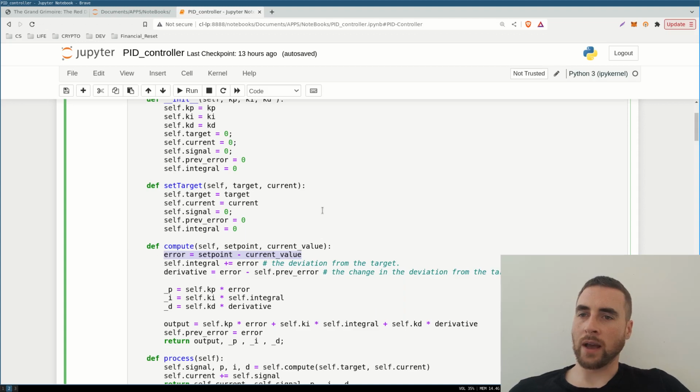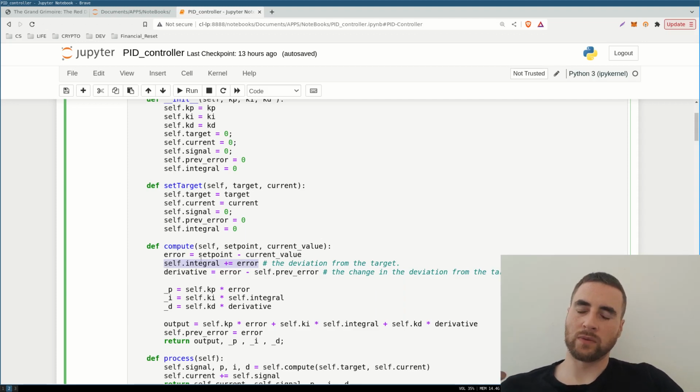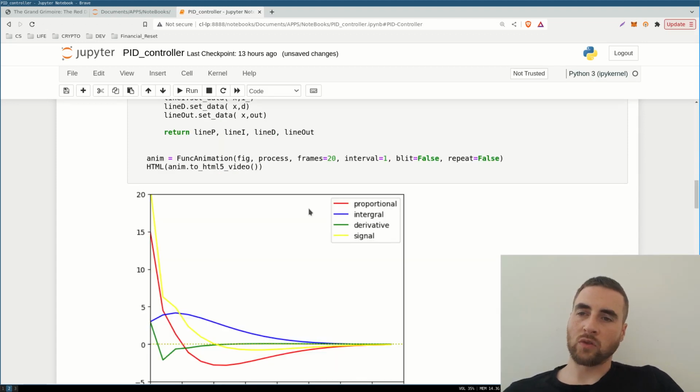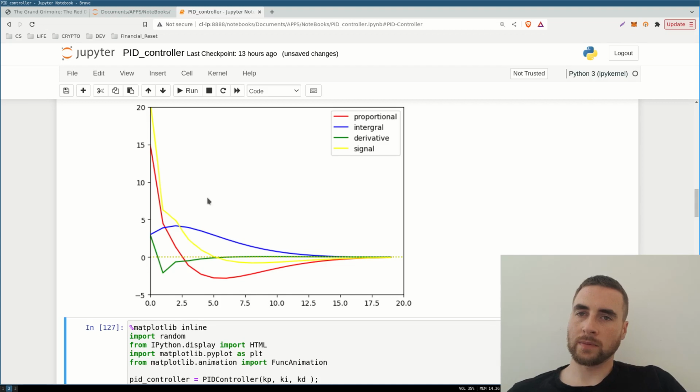So here we work out the error. Then we work out the integral, which is the deviance of the current signal from the target signal. And then finally we have the derivative, which is the change in the error, and that is used with the gain factor to create our signal. So let's graph those composite parts.